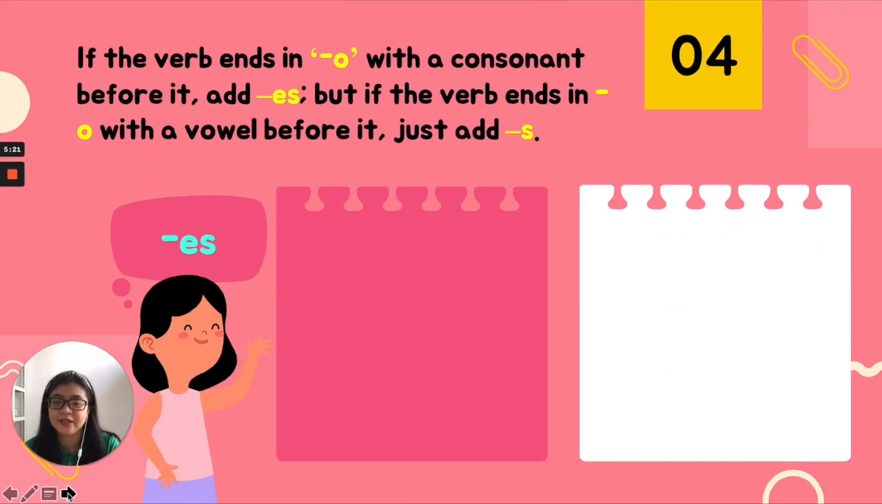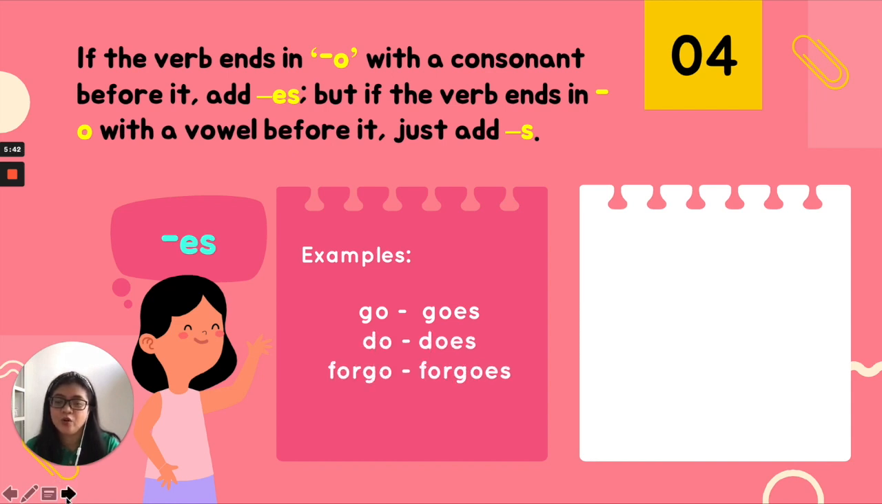Now, if the verb ends in o with a consonant before it, add es. But if the verb ends in o with a vowel before it, just add s. So again, if the letter before o is a consonant, then you have to add es, like go, goes; do, does; forgo, forgoes. For a verb that ends in o with a vowel before it, like the word coo, you just add s: coos, boo, boos, woo, woos.